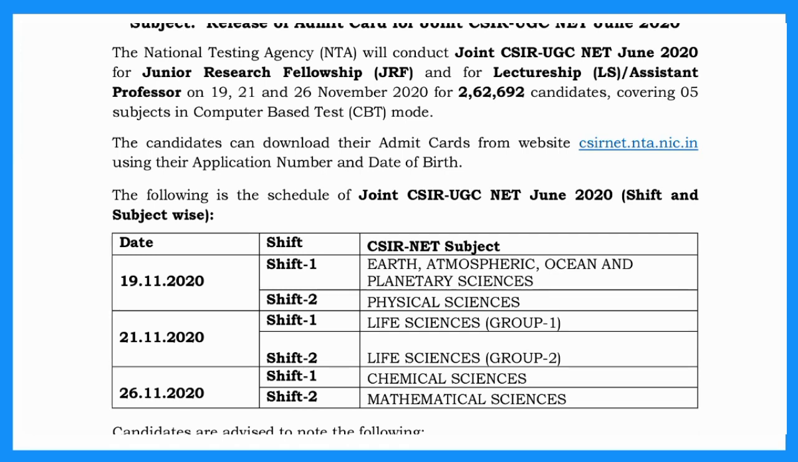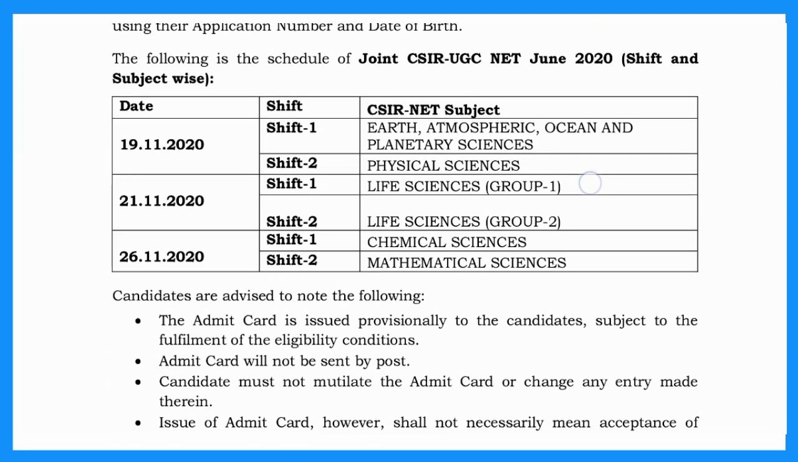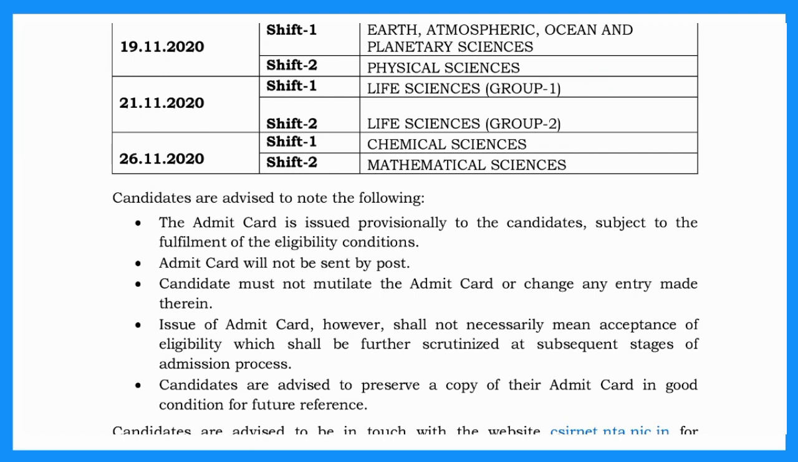Right, here we have on 19th earth science, atmospheric, oceanic and planetary sciences in shift 1 and physical science in shift 2. And on 21st we have life science group 1 in shift 1, life science group 2 in shift 2. Similarly, we have chemical science in shift 1 of 26th November and mathematical science in shift 2 of 26th November. Right. Before going to download the admit card, they have given some instructions.